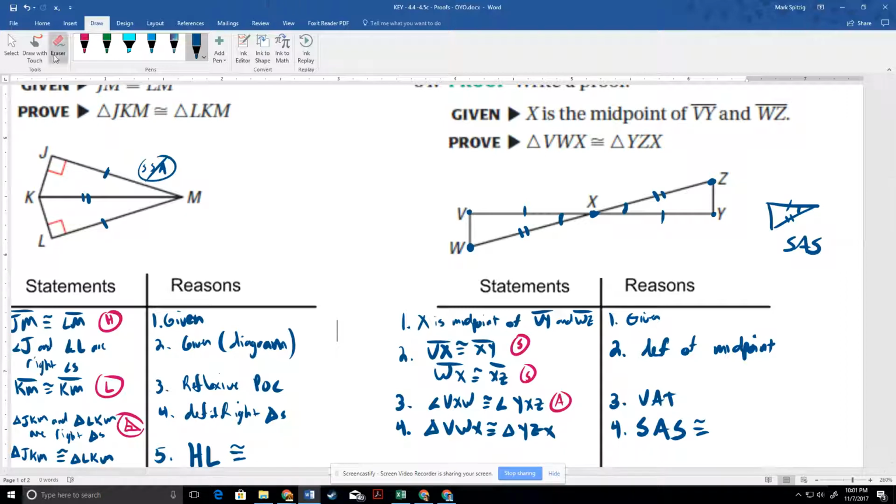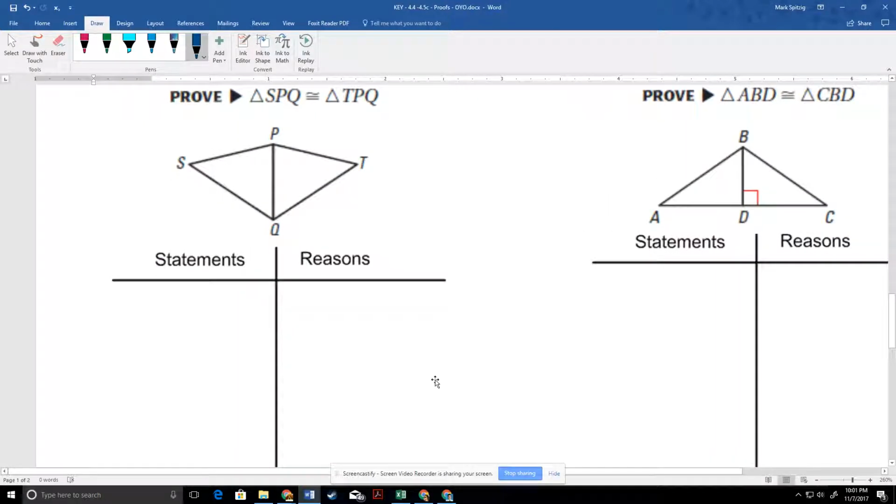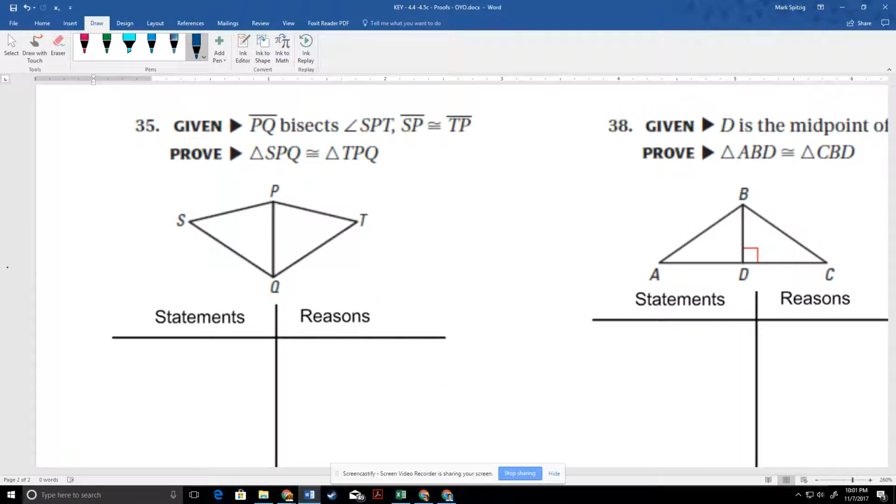All right. We're halfway there. Nice. All right. So we look here. It says PQ bisects angle SPT. And again, that is given. We have one more given. We can go ahead and write that as well. SP is congruent to TP. Now this I can mark right away, so I can go ahead and mark SP is congruent to PT.